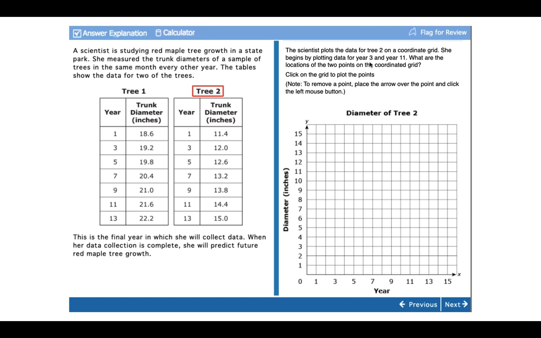She begins by plotting data for year 3 and year 11. All right, so we know the 2 things to focus on. What are the locations of the 2 points on the coordinate grid? Click on the grid to plot the points. Well, you need to recognize that these are x and y values for this chart. The year is the x, that's the horizontal down here, and the diameter is the y, that's the vertical. So it's basically go over 3 and up 12. Go over 11, go up 14.4. That's pretty straightforward. It'll give you those 2 things: over 3, up 12, over 11, up 14.4.